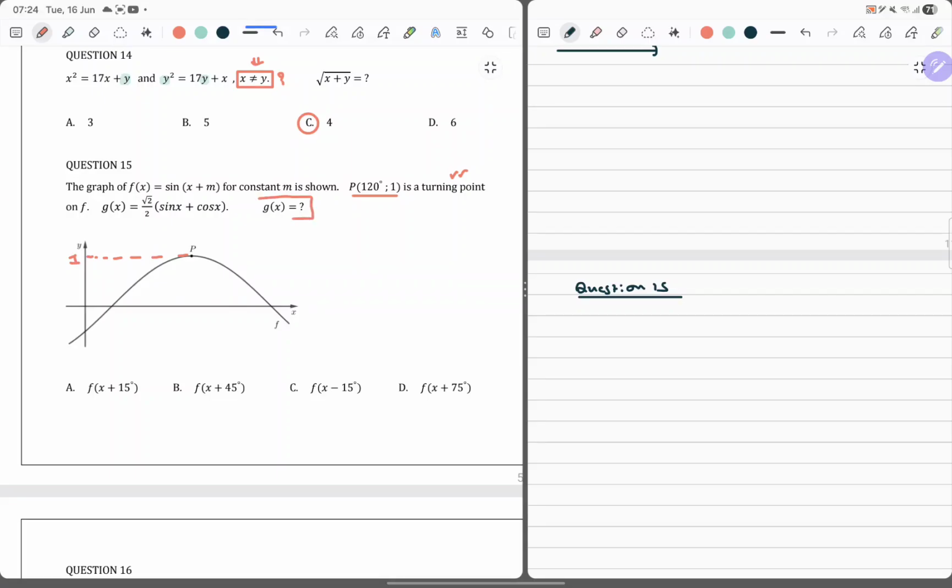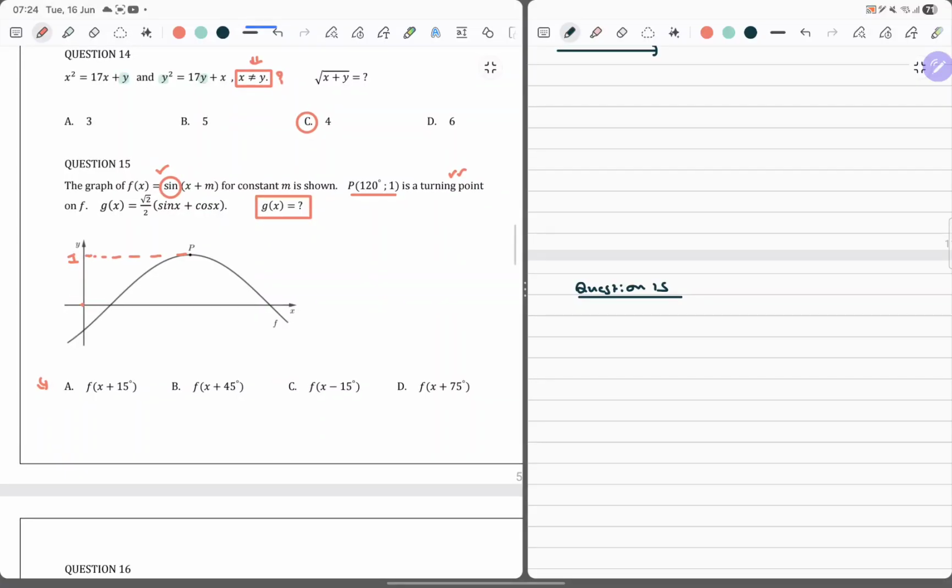Now the question is, what is g of x? Obviously, I don't know what that means, so I looked through the options to find out what I am supposed to do. This is a transformation of f. So the question is, what is f in the first place? If we look at f, this is the sine function. Now the sine function must start at 0. Now it moves through the right so that the x-intercept is this one.